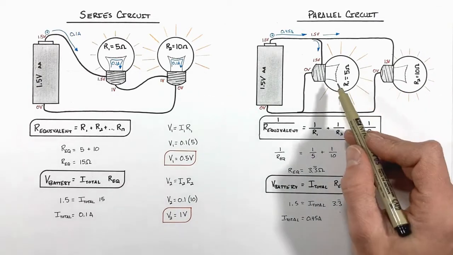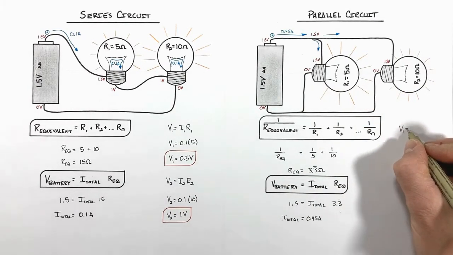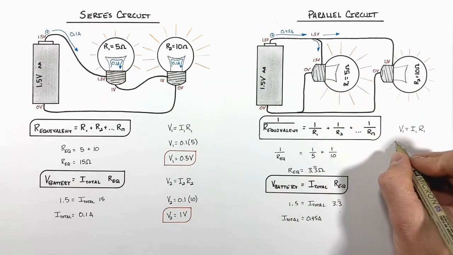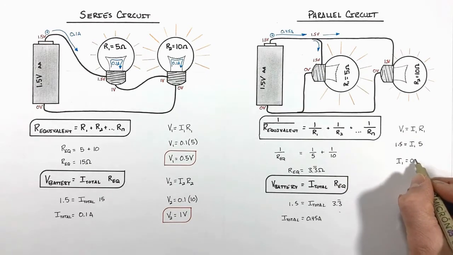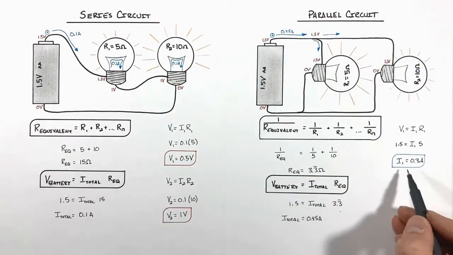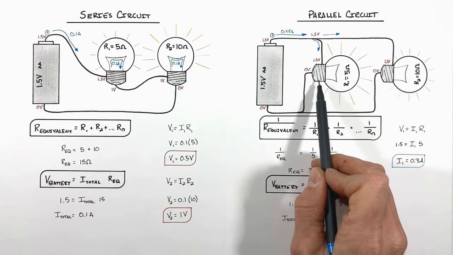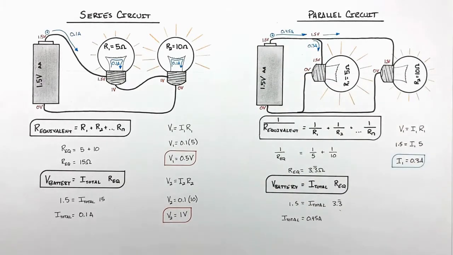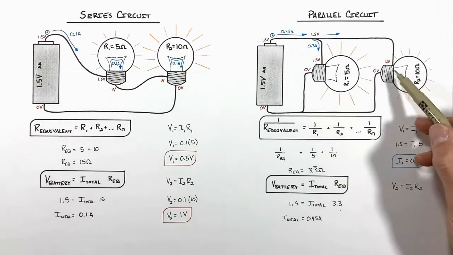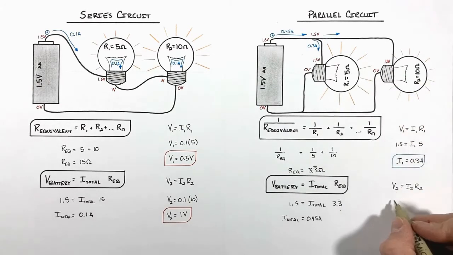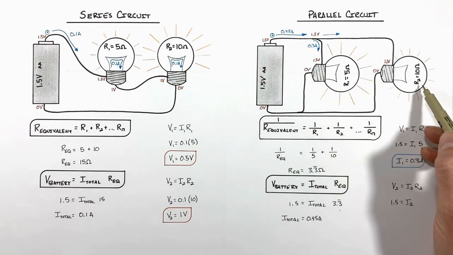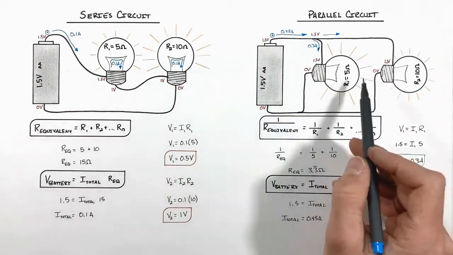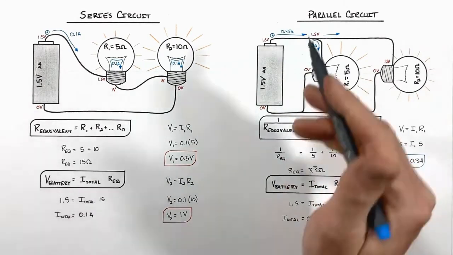So applying Ohm's law to this bulb first, knowing the voltage used up across this bulb is 1.5 volts, we find the current through this bulb is 0.3 amps. And doing the same thing for this bulb, knowing there's 1.5 volts of potential across this bulb, and it has a total resistance of 10 ohms, we find the total current through this bulb is 0.15 amps.